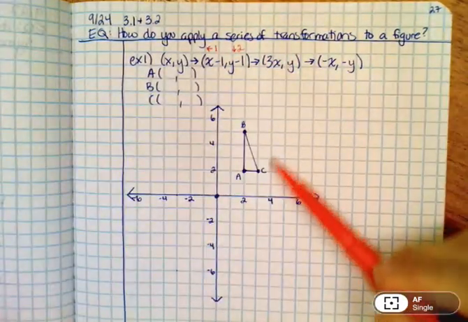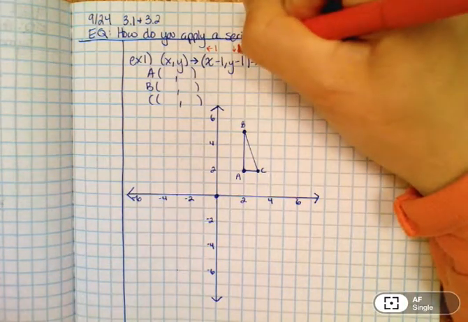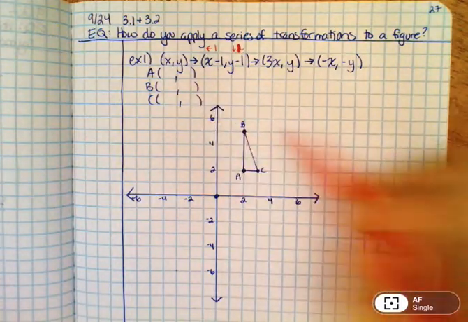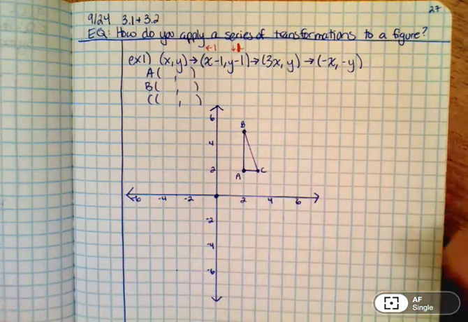So our first transformation is going to be easy. It's just a translation. I wrote 2. That should be a 1. It's just a translation, and we don't really need to use coordinate notation to do that, but I'm going to because I'll need it for my next transformation.